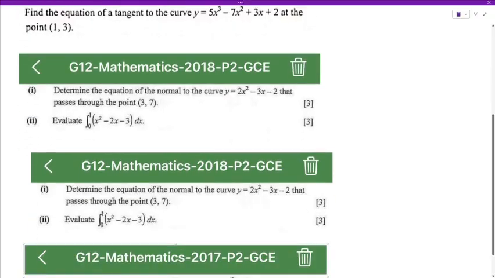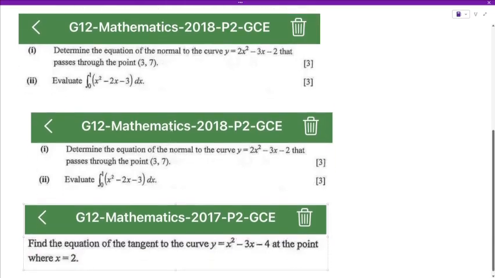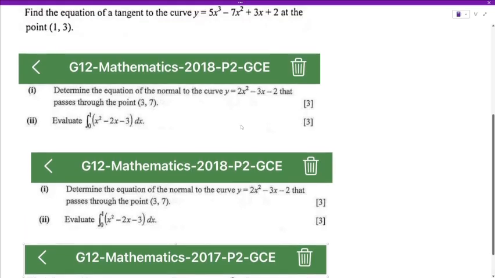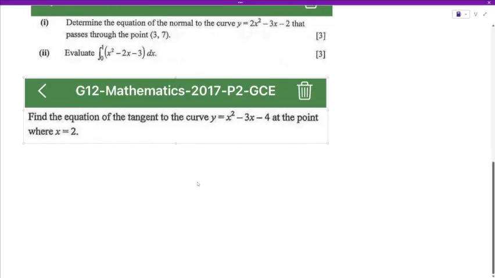The next one, we also have this question on integration, where you have the upper limit and lower limit. We'll also cover that one during that session. This one says determine the equation of the normal to the curve. Normal to the curve, again, 2018 paper 2 GCE. So in 2018, this should be the same question. I think I plugged it in twice. And then finally, 2017 paper 2 GCE, find the equation of the tangent.